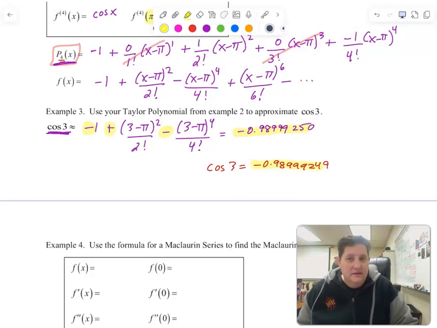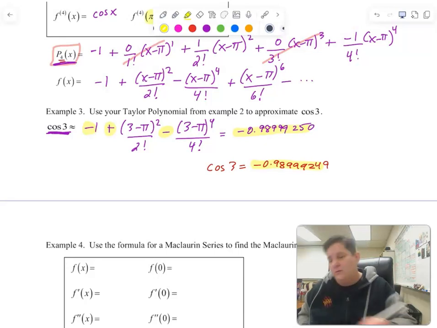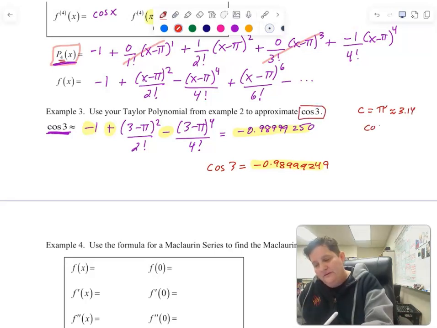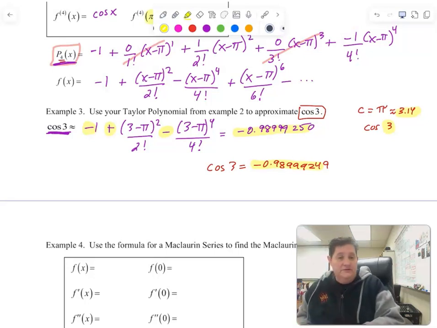Like, 3 terms. Literally 3 terms, and it approximated it out to just the 7th digit was different. But, like, if we round, it would have been out to the 8th digit. Okay? 3 terms. That was very, very accurate. Now, why was it so close? Part of the reason why it was so close was we centered it at pi. And pi is approximately 3.14. And I'm using cosine of 3. And so the number I'm plugging in is very, very close to the center.